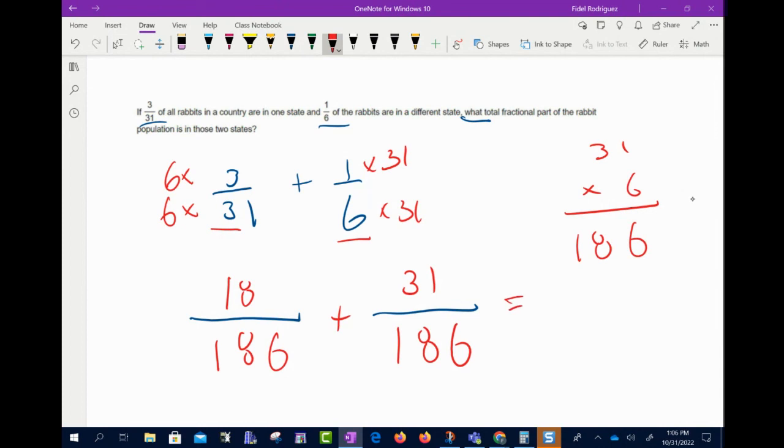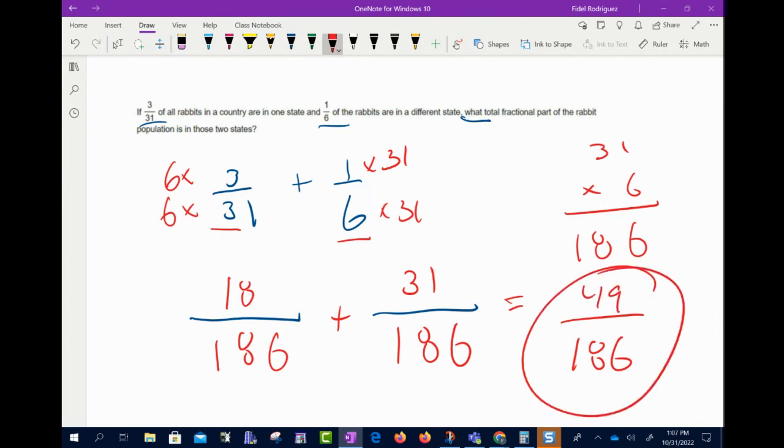And then all I would do now, y'all, is add those two fractions together. Remember, my denominator stays the same. And 18 and 31, if I were to add those together, would give me 49. And there would be my answer, 49 out of 186, right? And again, just because my denominators aren't as pretty as the ones we did before, doesn't mean we can't do it. It just means that we got to do it a little bit of a different method, okay?